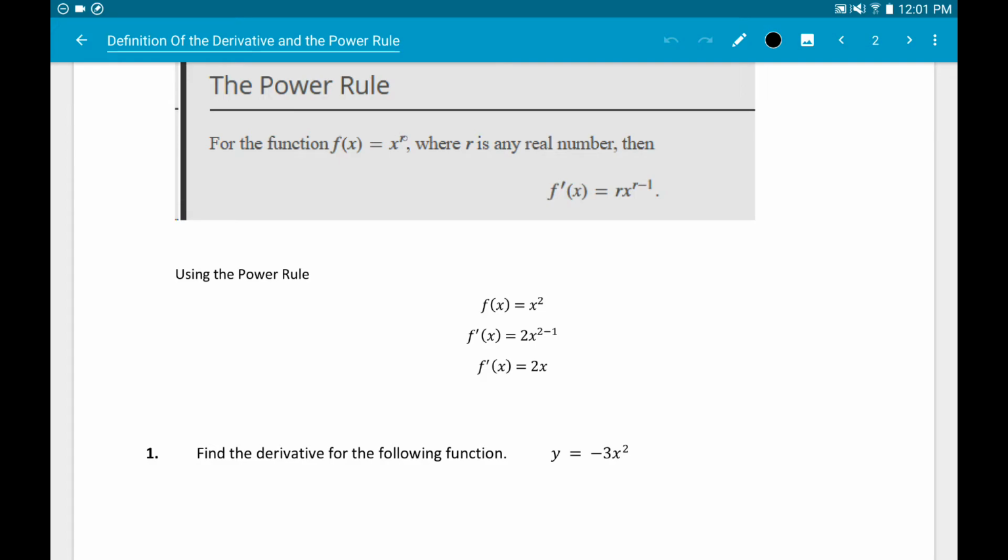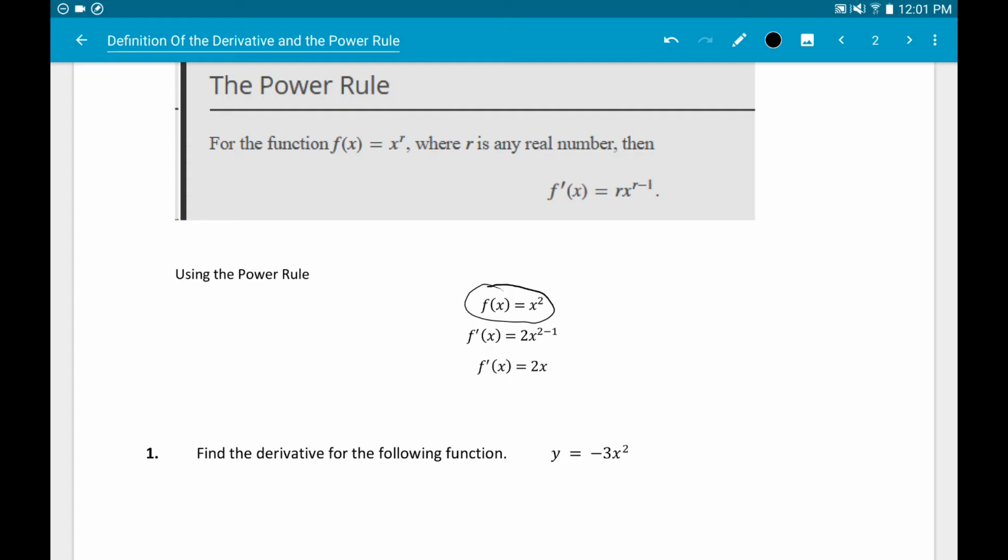For the function x raised to r, where r is any real number, so basically x raised to any exponent, the derivative is r times x to the r minus 1. Okay, so just to redo that example from the previous screen, we just did this function a minute ago. We got the derivative with the limit definition, x squared. If we do it with the power rule, I'm going to show you it's the same thing.